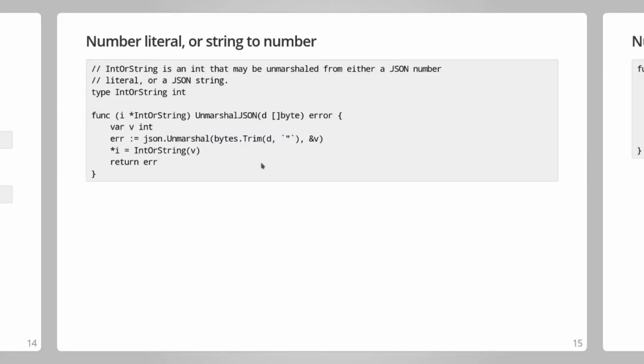Now supposing I received a string that was not a number. Suppose somebody sent "hello world". Then I would remove the quotes and try to unmarshal it to this integer. That would produce an error, and I would return that error.